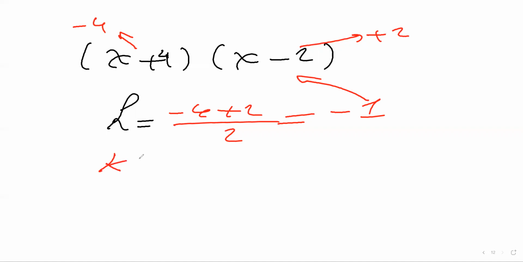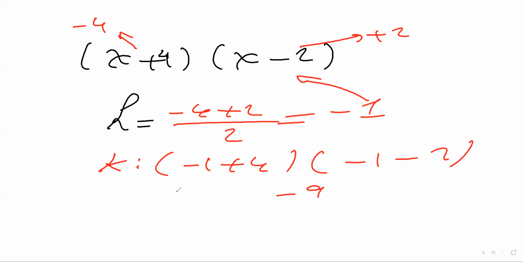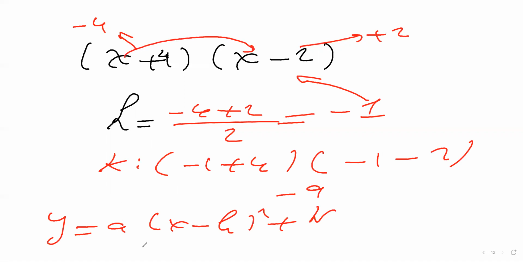So k: minus 1 plus 4, times minus 1 minus 2. What will it be? 3 times minus 3, which is minus 9. So what is the equation now? Y equals a times x minus h squared plus k. Just substitute. A is of course the coefficient of x squared. What is the coefficient of x squared? It is 1.